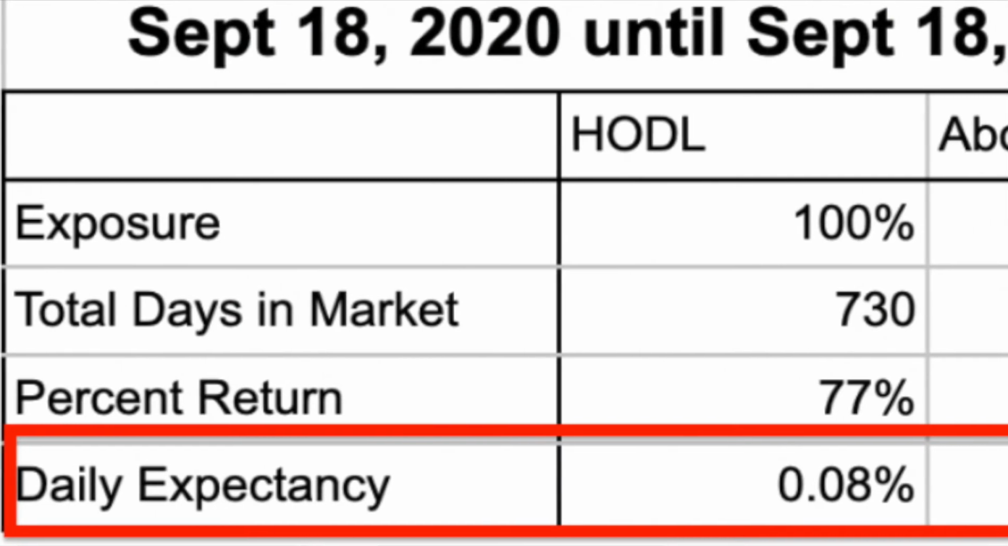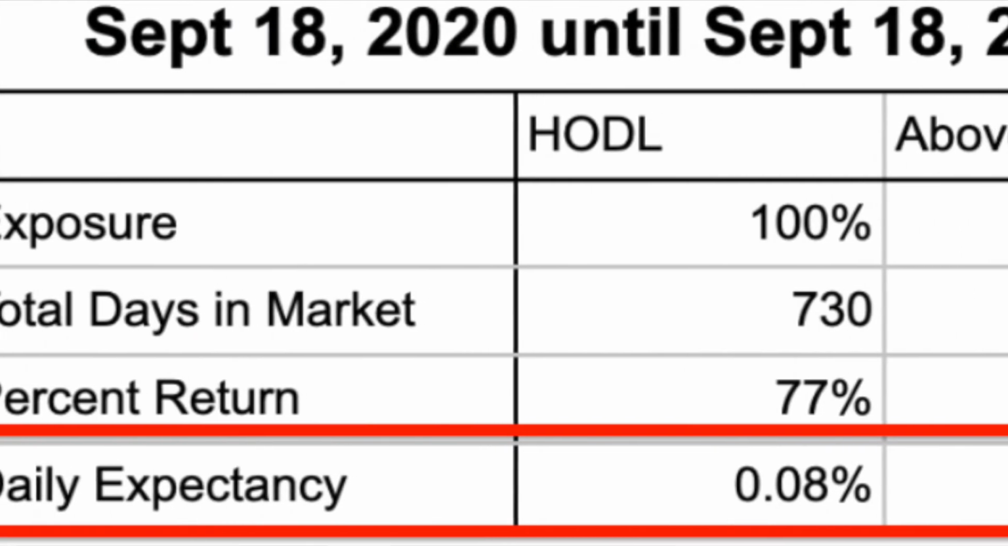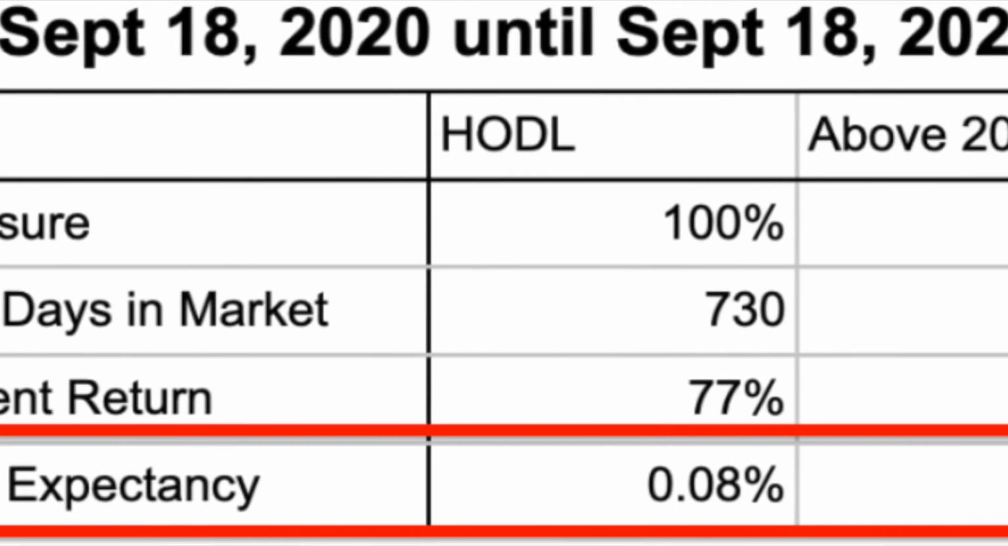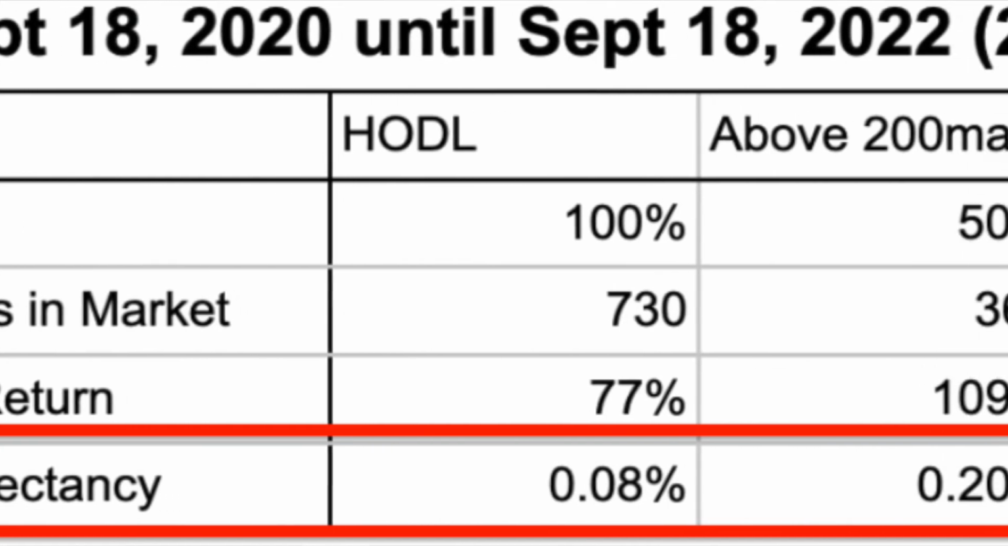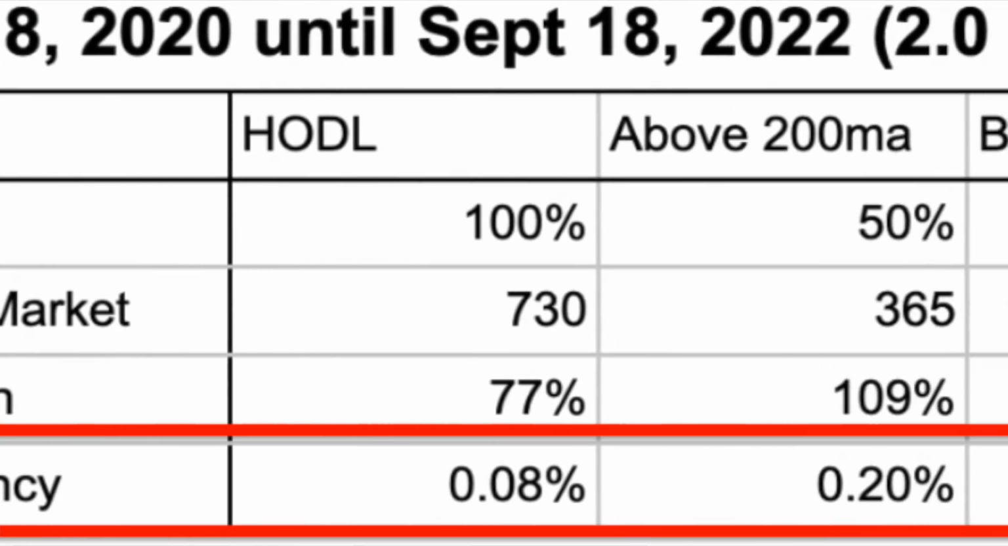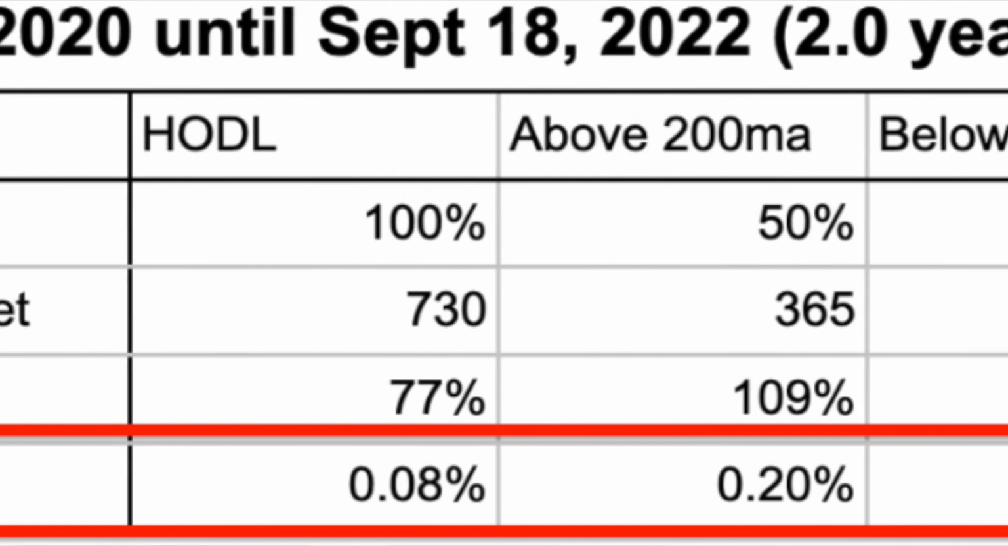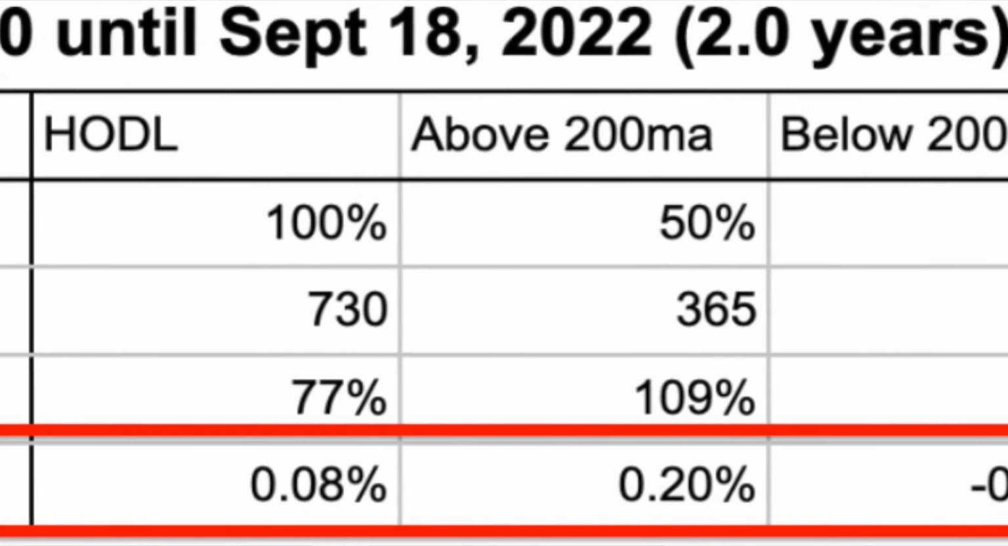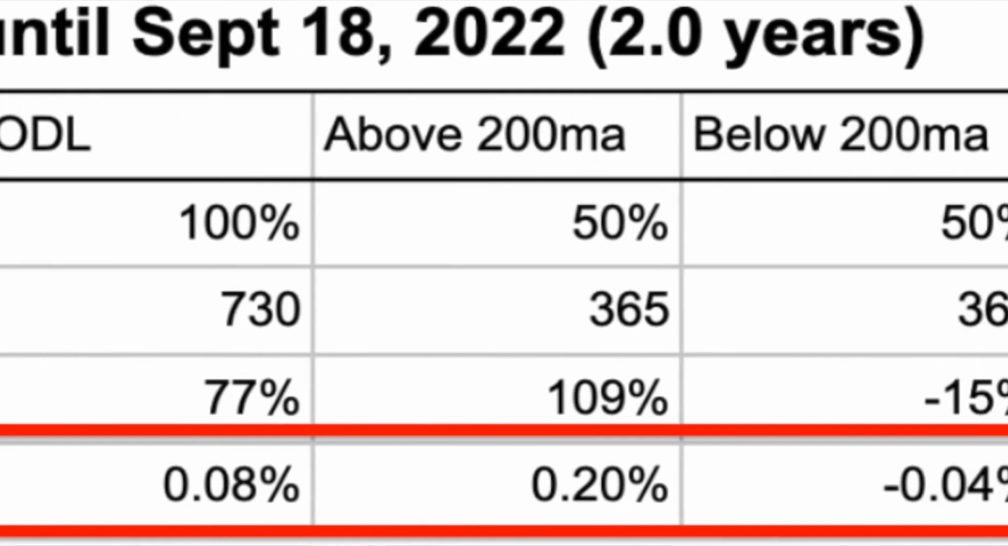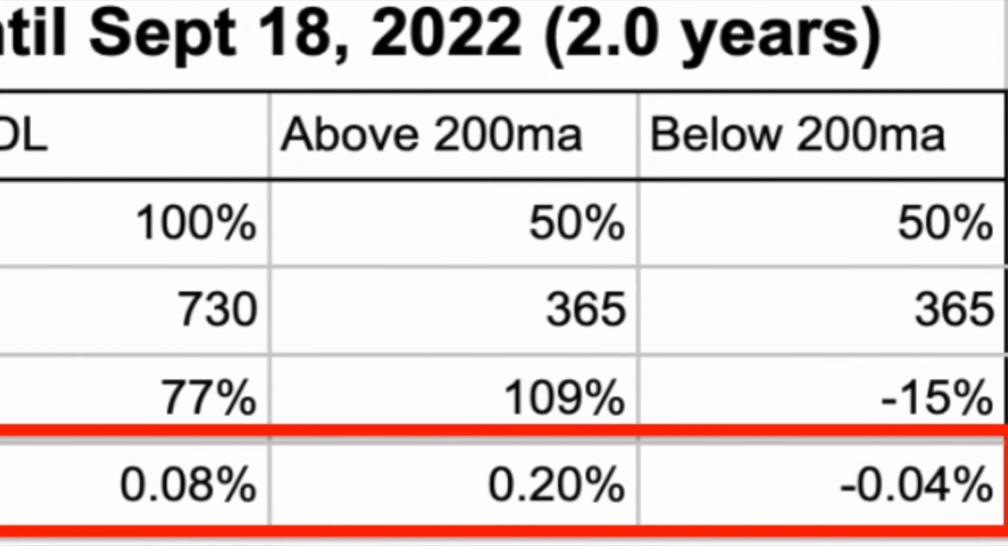Moving on to the daily expectancy, in the last 5 years, you would have made twice as much per day buying above the 200-day SMA than if you just bought and held. But in the last 2 years, it's even more than double. It's 2.5 times your daily expected return buying above the 200-day SMA.